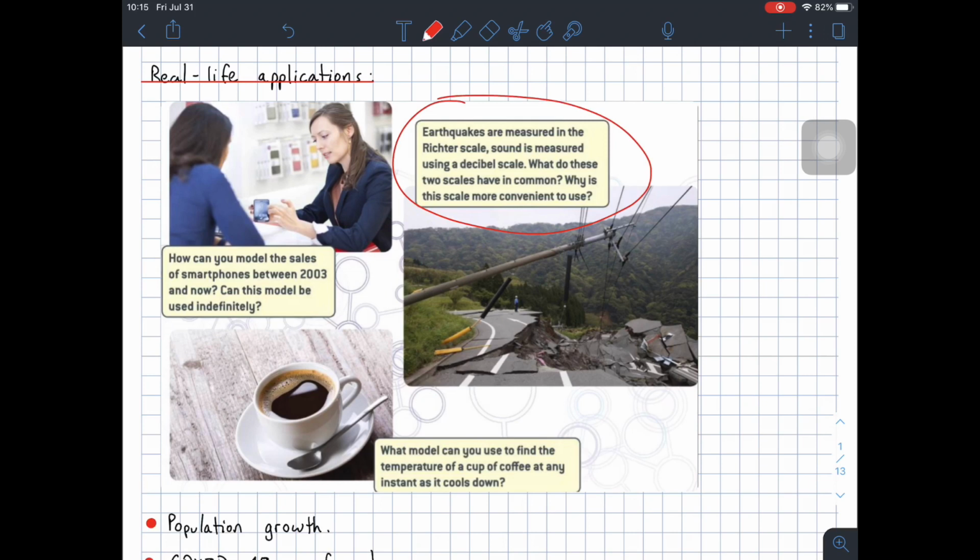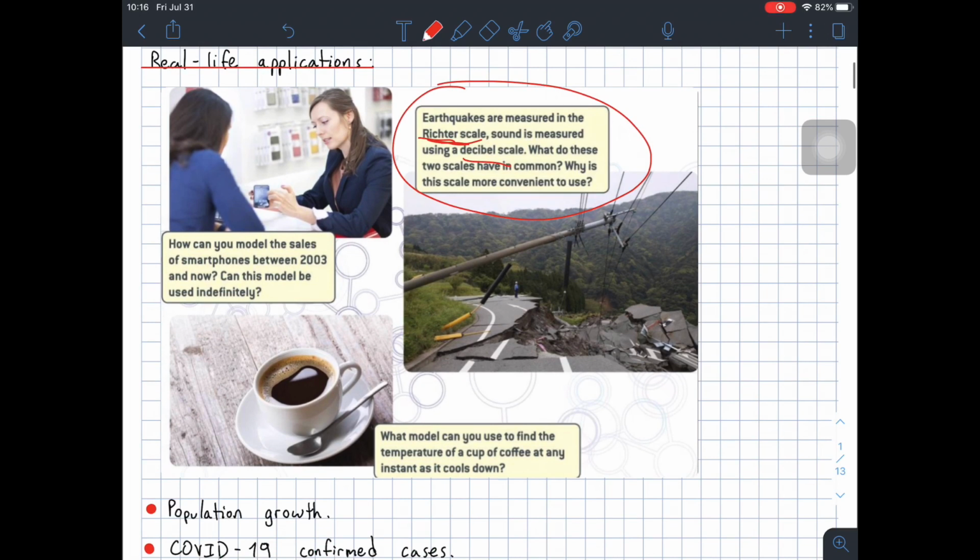Okay. Another example: earthquakes can be measured in the Richter scale. Sound is measured using a decibel scale. What do these two scales have in common? Why is this scale more convenient to use? Okay, so for this particular scale, the Richter scale, and I believe that for the decibel scale also, we're talking about logarithmic functions in order to calculate this, and the logarithmic function is also kind of an exponential function. We're going to see the relationship between those two functions later on, but basically the logarithmic function is the inverse function of an exponential function.